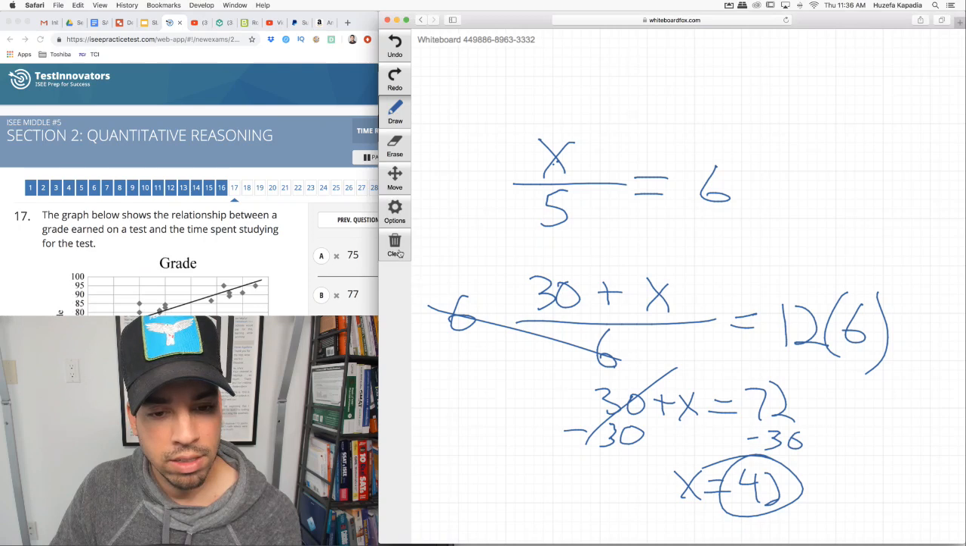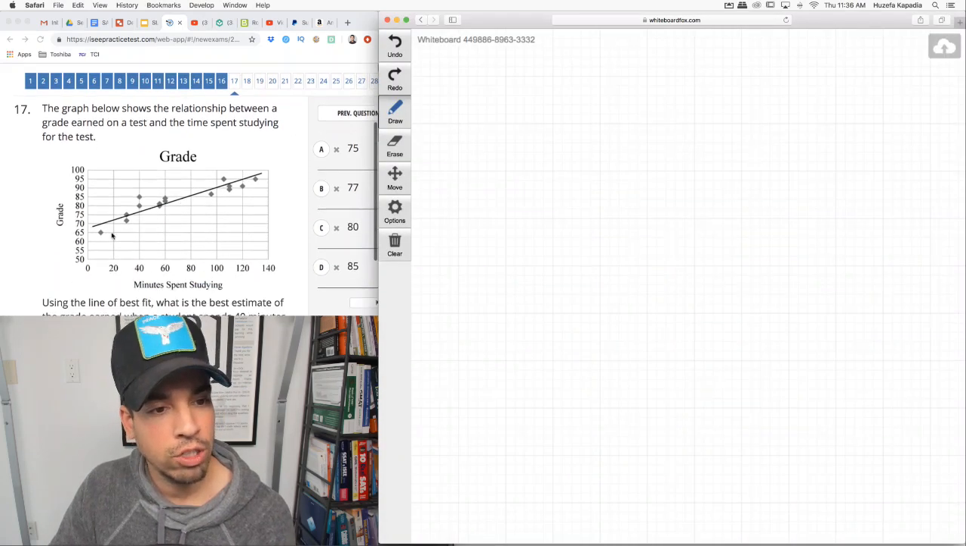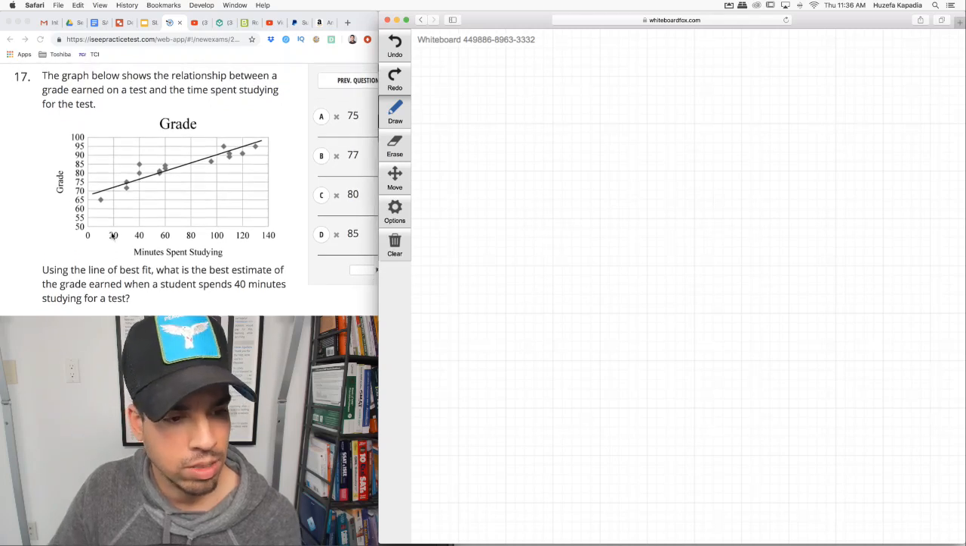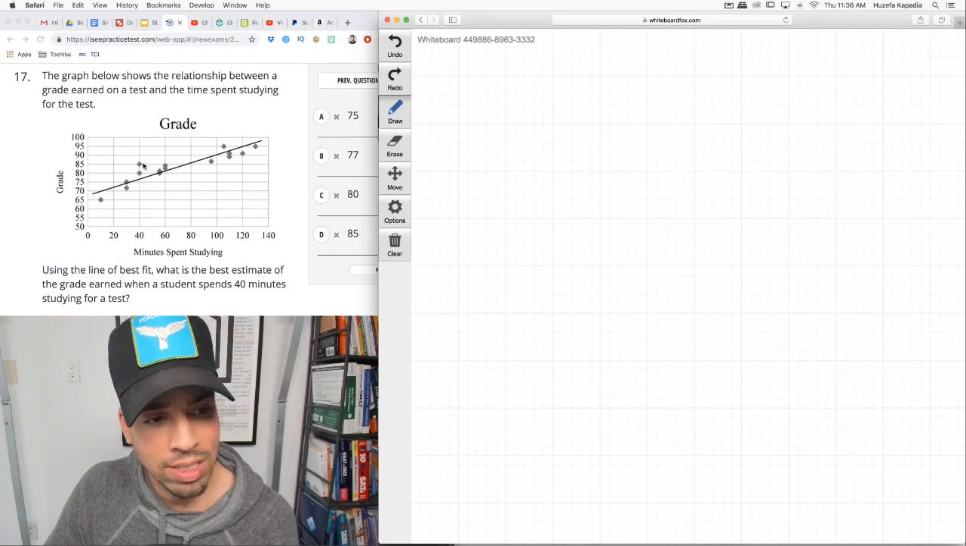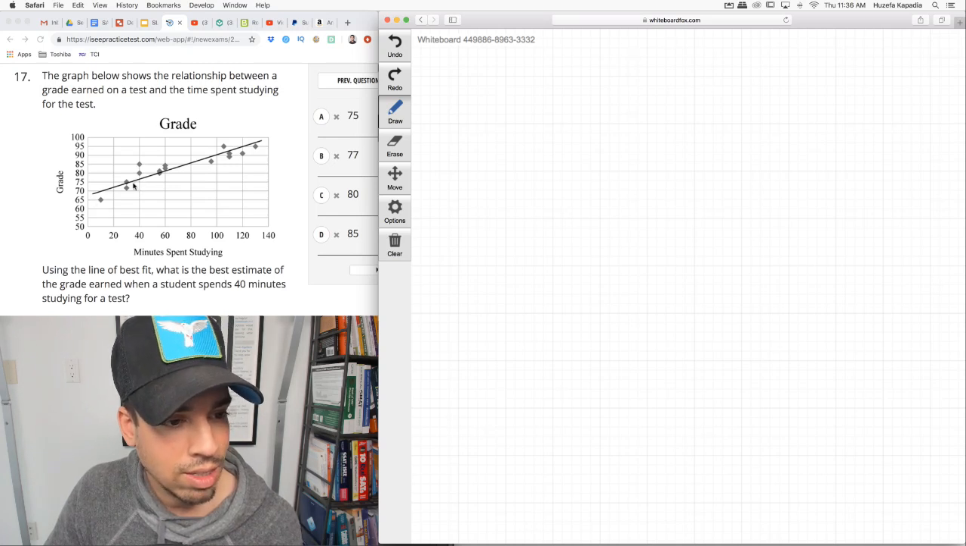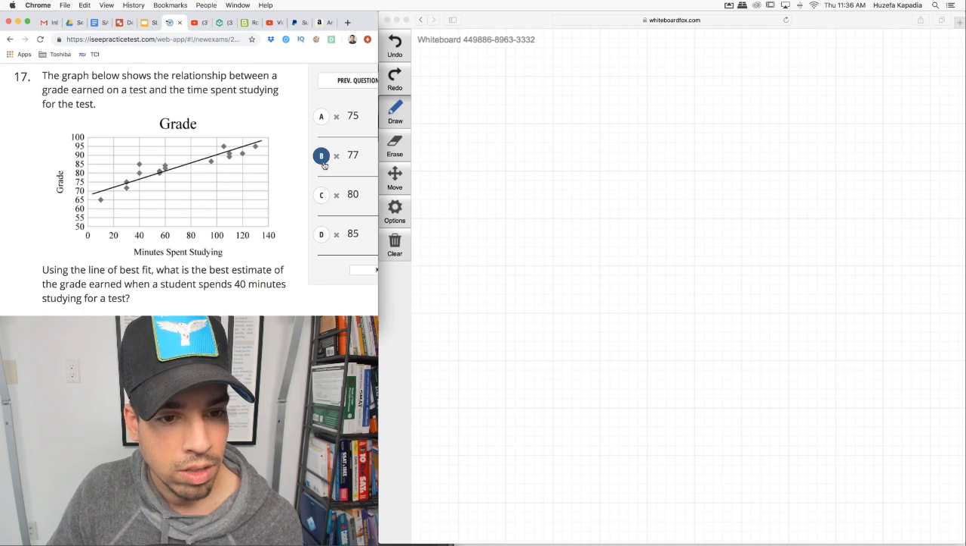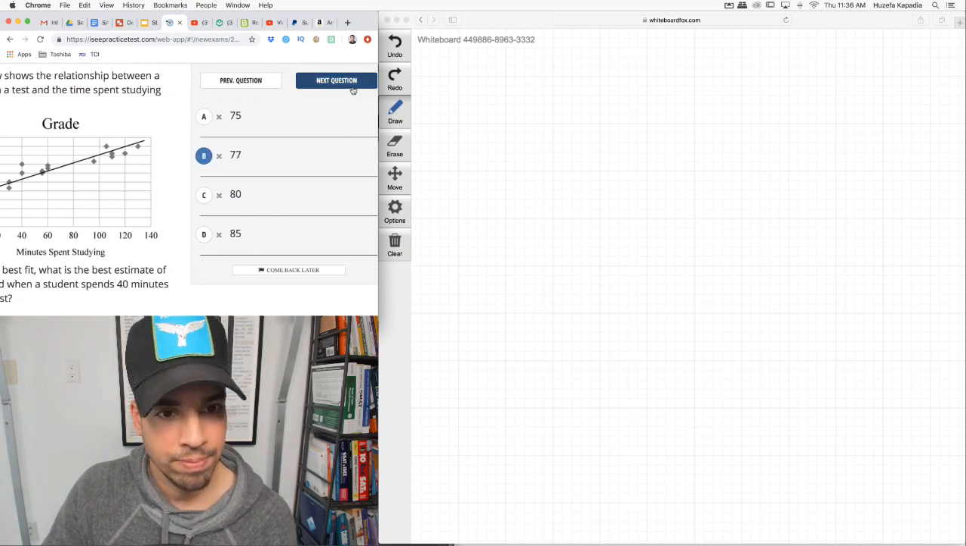Okay, next is 17. The graph below shows the relationship between a grade earned on a test and time spent studying. Using the line of best fit, what is the best estimate of the grade earned when a student spends 40 minutes studying for the test? Right here. Don't use these data points. This is how they try and get you every time. These data points are there to confuse you. This is my line of best fit. That's where it intersects, right around 77. A little above 75, but below 80.